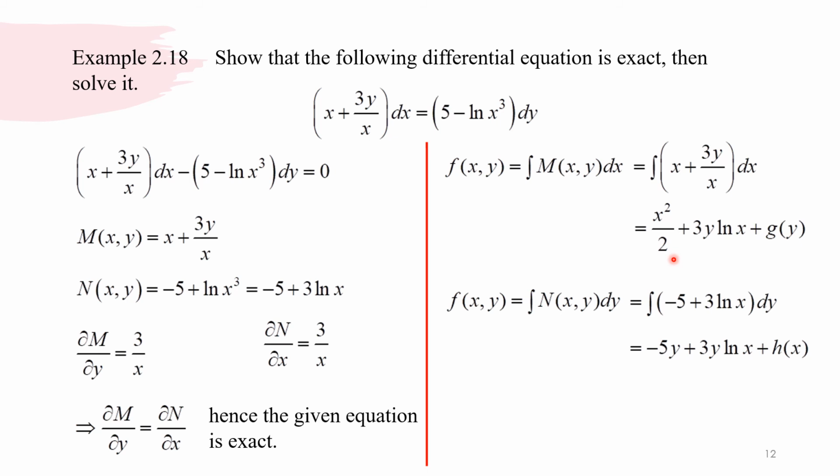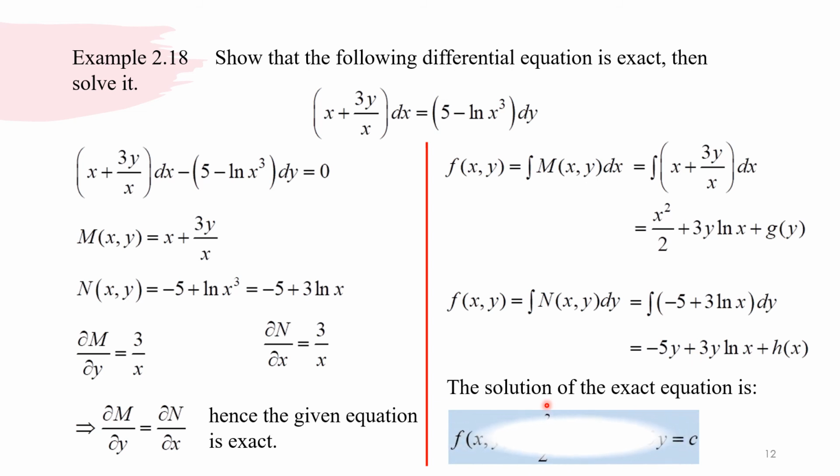Now we can write the solution for this exact equation by merging these two results. So the solution of the exact equation can be written as f of xy is equal to x squared over 2 plus 3y ln x. Both have 3y ln x, and x squared over 2 here is referring to this h of x, minus 5y. So minus 5y is referring to this g of y. The solution for the exact equation, as we know, must be expressed in the form of f of xy equals c. Therefore, the final answer is f of xy is x squared over 2 plus 3y ln x minus 5y is equal to c.